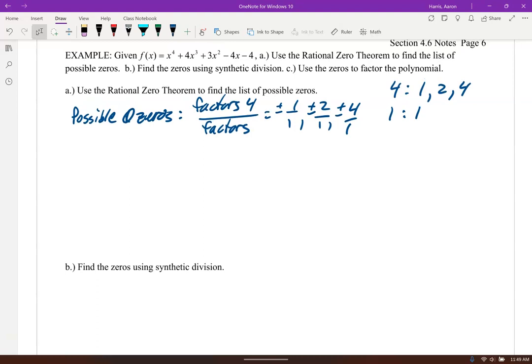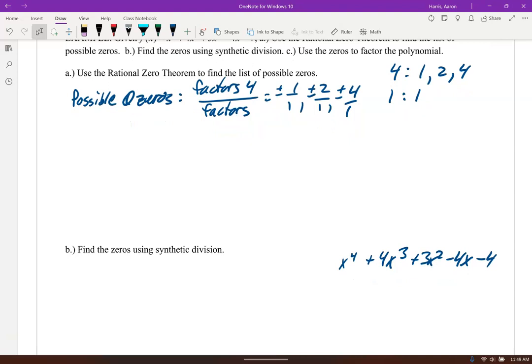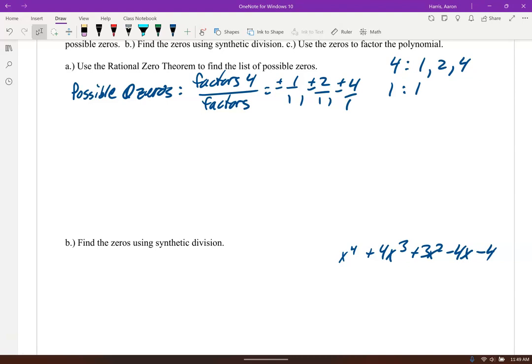So when we're breaking this down and factoring and finding the zeros, make sure I copy this right. Let's go ahead and start with -1. Let's see if -1 works. 1, 4, 3, -4, -4.